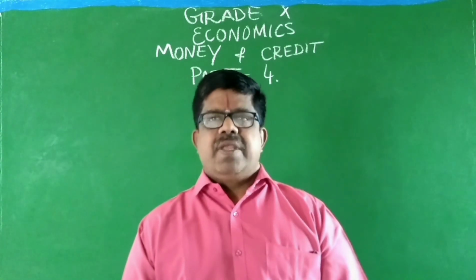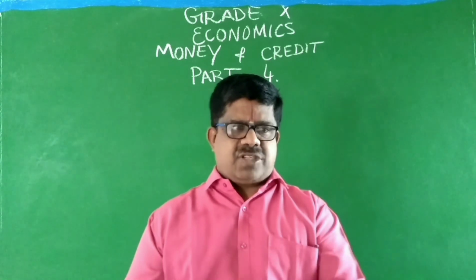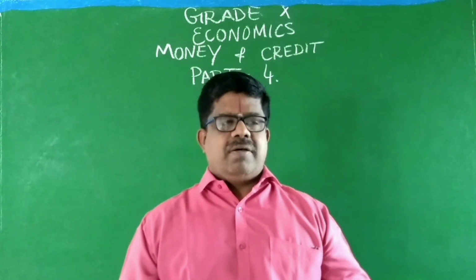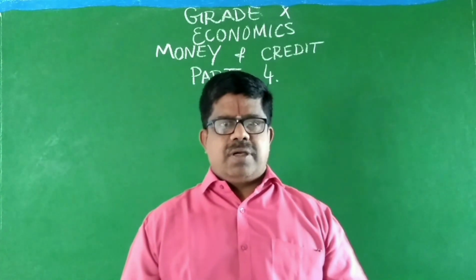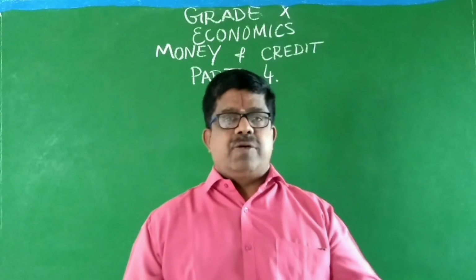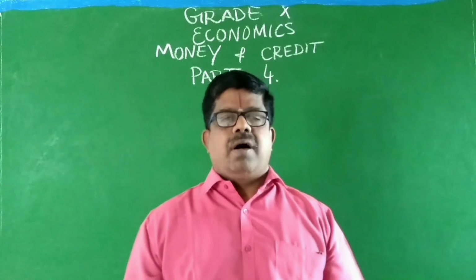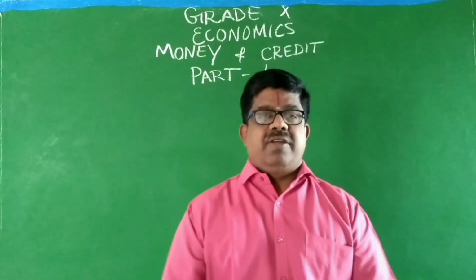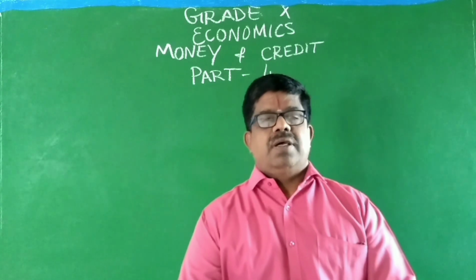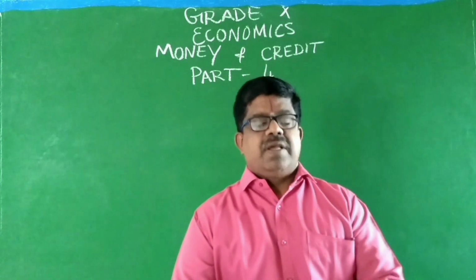Then we discussed the creation of the bank system and how the banks deal with the public: the people who have more money, and how the money is utilized for the people who need it. It is called loan activities. We discussed all this. Then we discussed the different ways people get loans from different sources of credit. This we discussed in the third video.